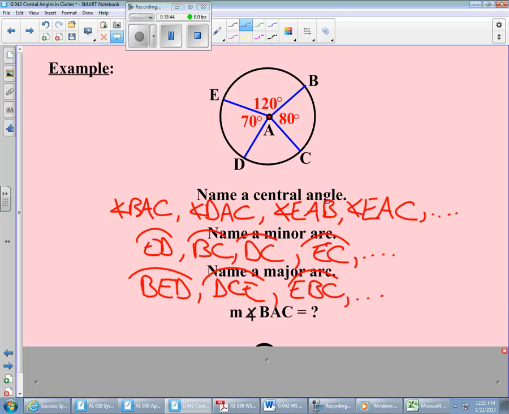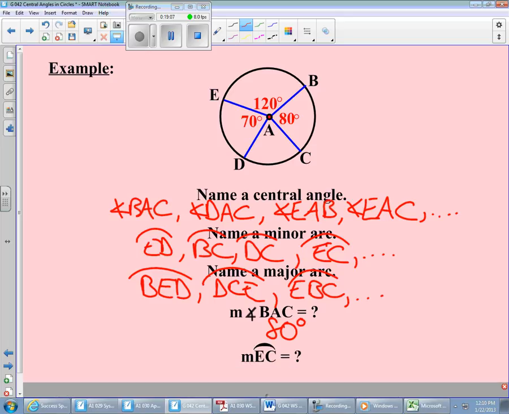Another thing we can of course be asked to do is to figure out measurements of different stuff that is inside of our circle. How about this one? What is the measure of angle BAC? This is kind of a gimme, isn't it? It's marked in the picture. The measure of angle BAC is 80 degrees. How about the measure of arc EC?